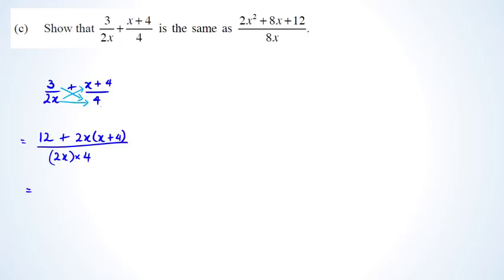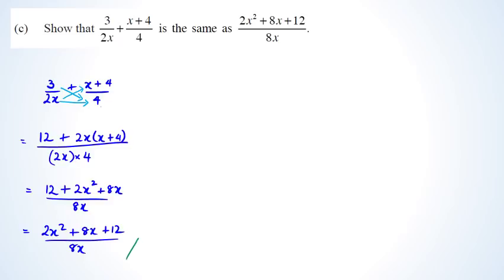And when you expand the brackets inside the numerator, you're going to get 12 plus 2x squared plus 8x divided by 8x. And putting it in order, we're going to get 2x squared plus 8x plus 12 divided by 8x. And this is how you show that it's the same as whatever is here on the end of this question. Okay, now this is what most people know how to do it as. That's fine, gets you an achieved.